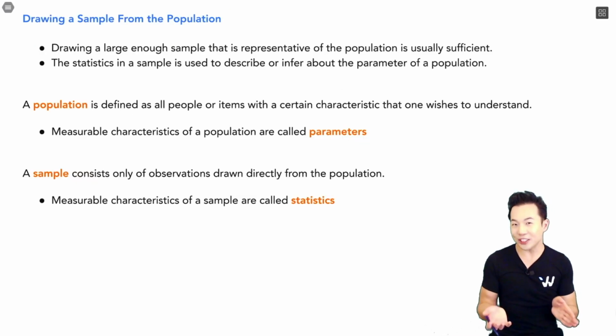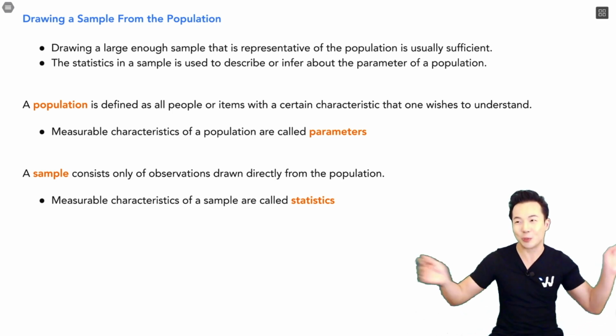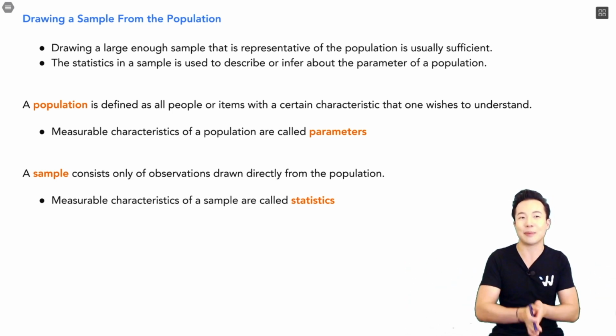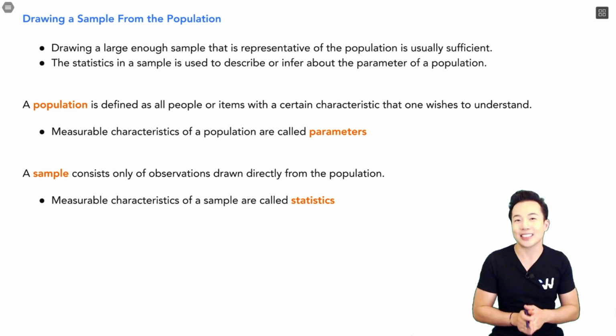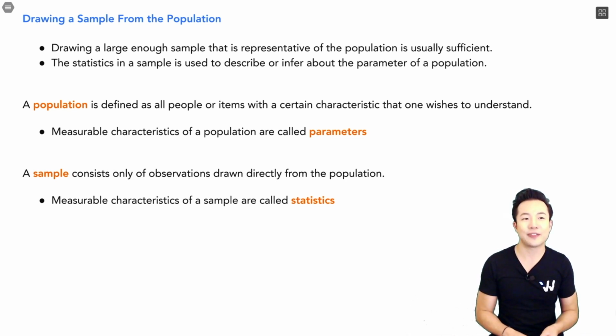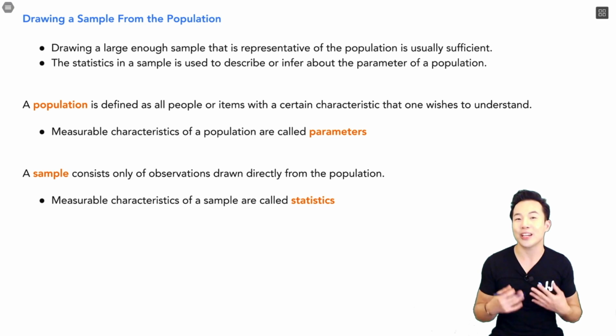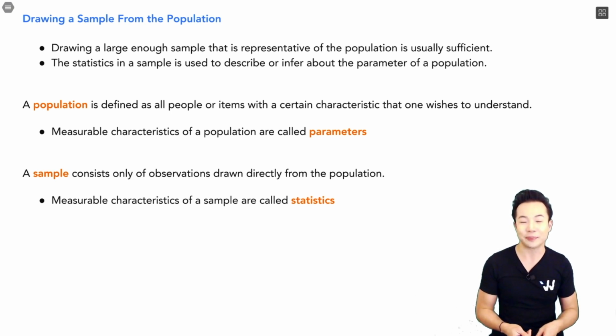So you want to draw a large sample. It doesn't have to be a super huge one, but a large sample should be sufficient. And secondly, the statistics in your sample is used to describe or infer about the parameter in your population. A population is defined as all people or all items with a certain characteristic that you're trying to understand more of. And what you're trying to measure in the population is called the parameter.